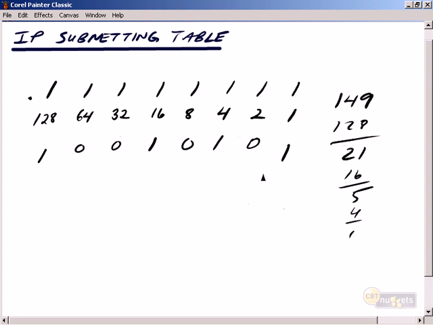I think that was a Rush song from the 80s, maybe. No, I don't know. But that is the equivalent of 149.